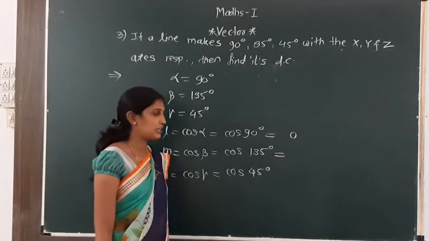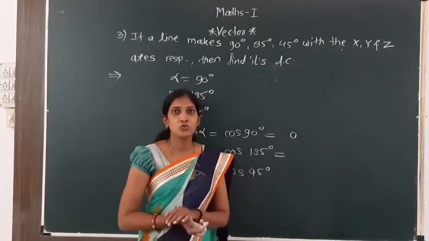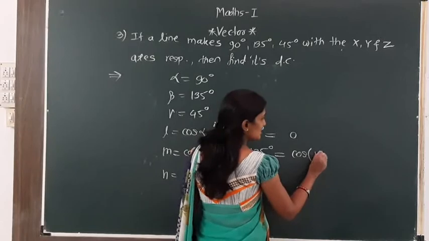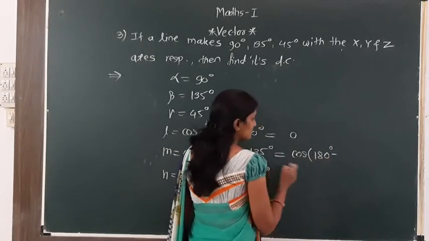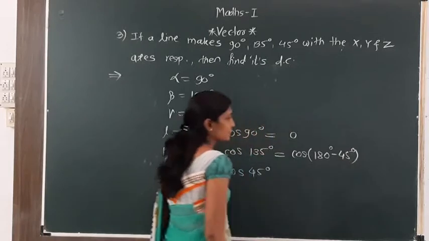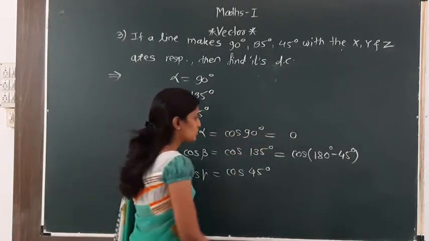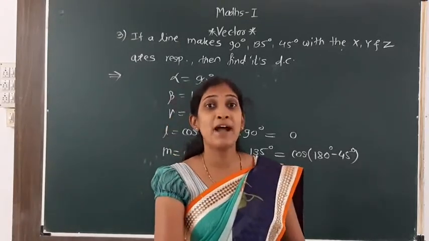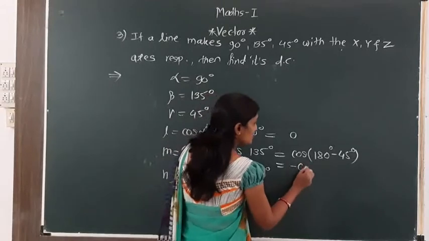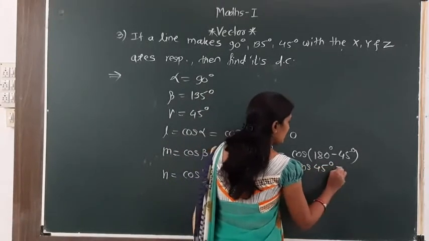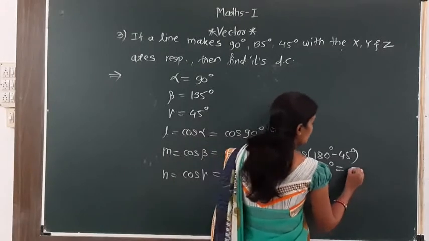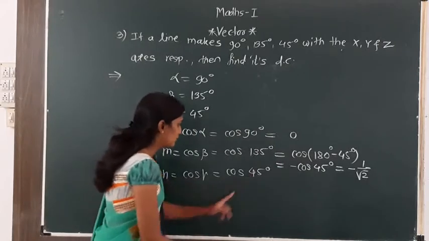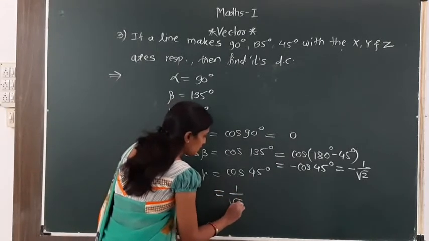What is cos 135? We don't have the value of 135 degrees, so we use the allied angle formula. That is, cos 135 means 180 degrees minus 45 degrees. So what is cos of 180 minus theta? Cos of 180 minus theta is minus cos theta. That is minus cos 45 degrees, and the value of cos 45 is 1 by root 2. That is minus 1 by root 2. And cos of 45 degrees is also 1 by root 2.